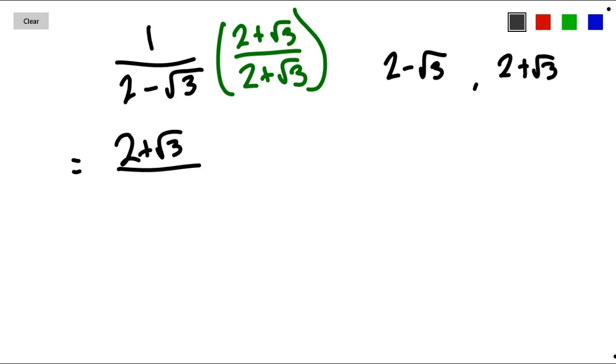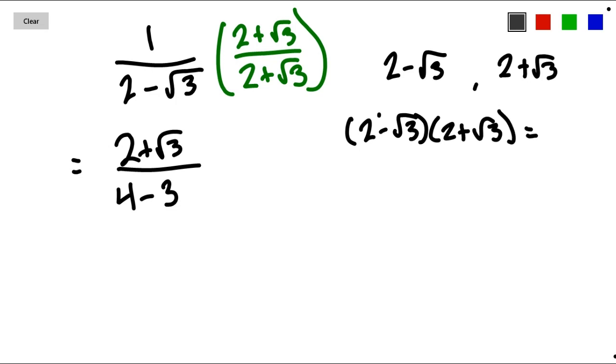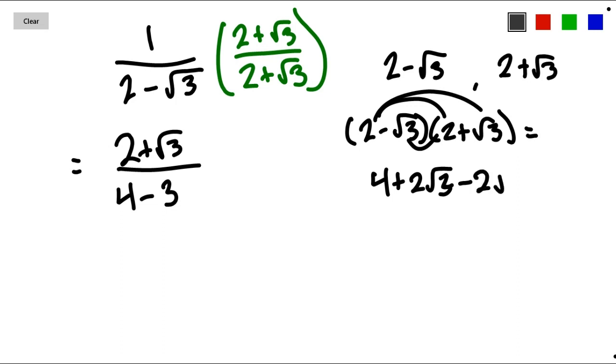And this is going to come out to 4 minus 3. I'll just show you over here. If I multiply the conjugates together, this is going to be a FOIL method. The first product is 4. Outside product is plus 2 times the square root of 3. Inner product is minus 2 times the square root of 3. You can see that these cancel each other. And then the last product is minus square root of 3 times square root of 3, which gives me a minus 3. So what I'm left with is 4 minus 3.